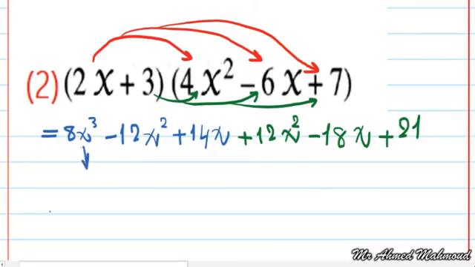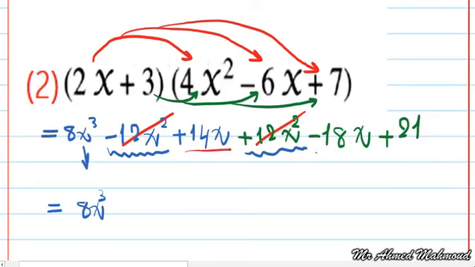I'm going to drop down 8x to the power of 3 like this, and we have here negative 12x to the power of 2 plus 12x to the power of 2. I'm going to cross them, and 14x like to negative 18x. 14 plus negative 18 is equal to negative 4x. Finally I'm going to drop down positive 21.